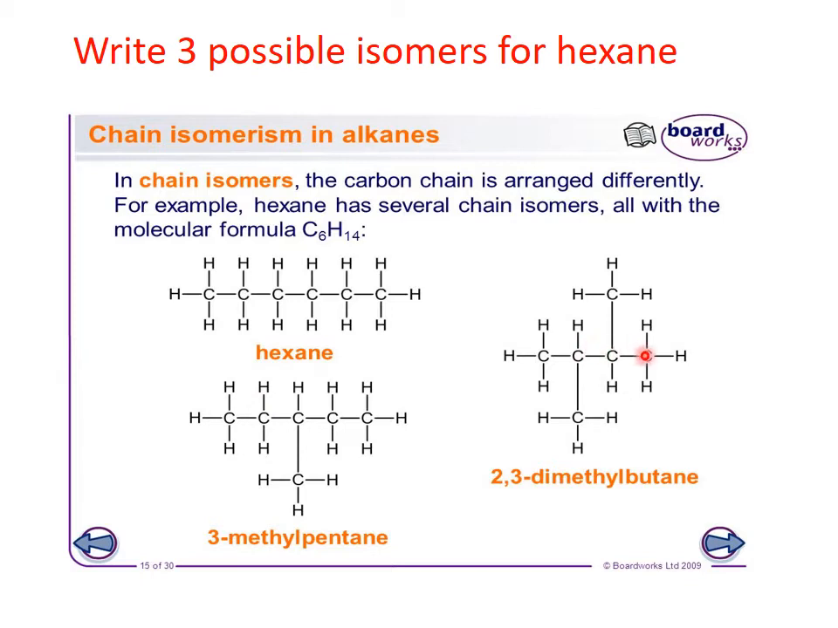Let's give the name of this molecule. The main chain is made up from 4 carbon atoms, where we have 2 branches. The first branch is located at carbon number 2 and the second branch is located at carbon number 3. So the name is 2,3-dimethyl. Why dimethyl? Since we have 2 methyl groups. So 2,3-dimethylbutane, since the main chain is made up from 4 carbon atoms.